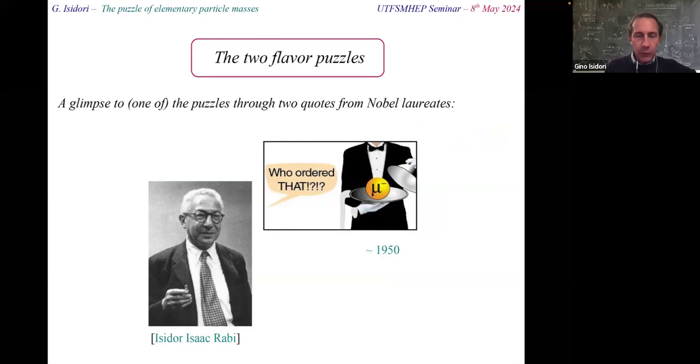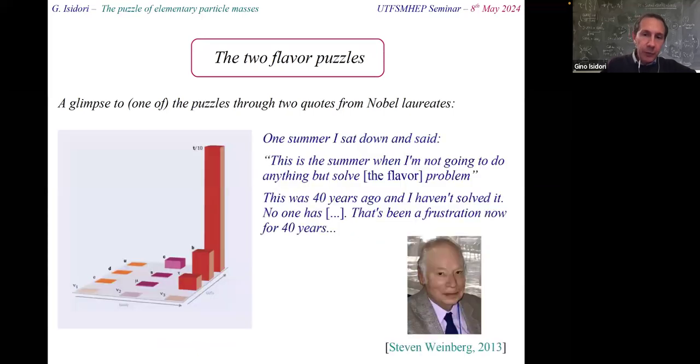I think this is well known since more than 50 years, and I think probably the best way to introduce the puzzle is to have these two quotes of two famous Nobel Prize winners. One is Isidor Rabi, who already in the 50s said, "Who ordered that?" about the muon, when the first copy of a particle with exactly the same quantum numbers as the electron was found, that is the muon. Clearly, this was the first indication of a puzzle: why do we have these additional particles, okay? And of course, the problem remained and became much more evident later on.